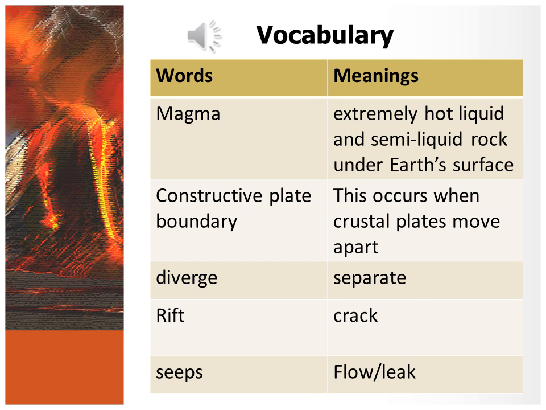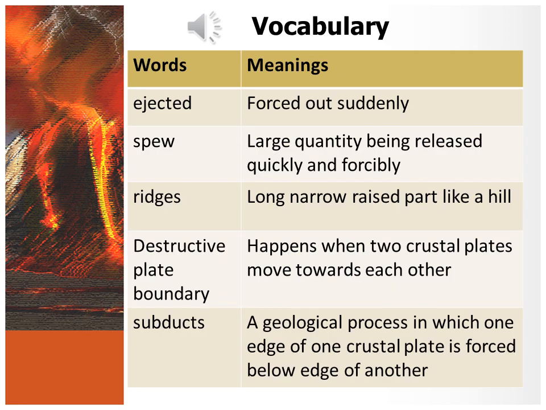The next term is diverge, meaning separate. Rift means crack, and seeps means flow or leak. Ejected means being forced out suddenly. Spew means large quantity of a material being released quickly and forcibly. Ridges means long, narrow, raised part like hills.